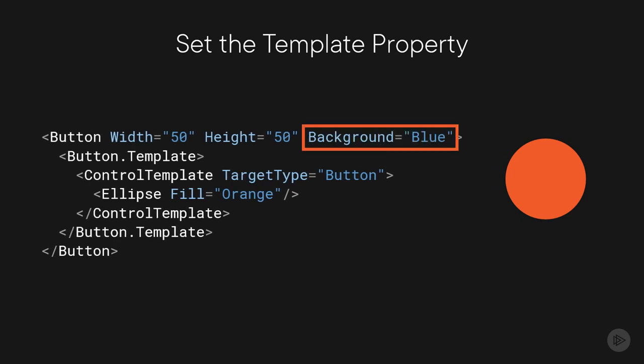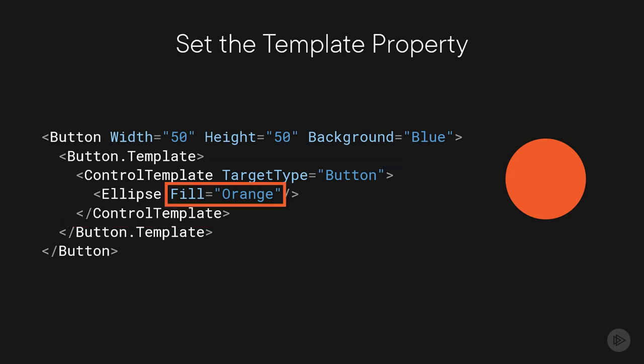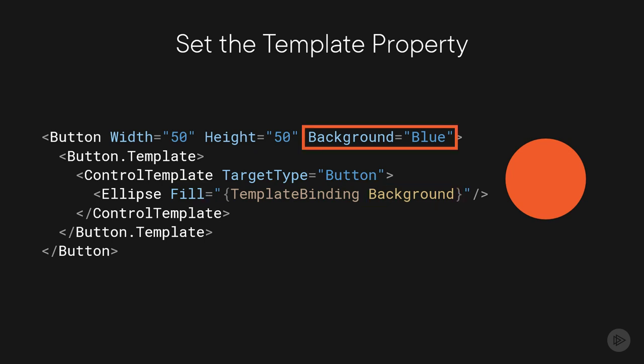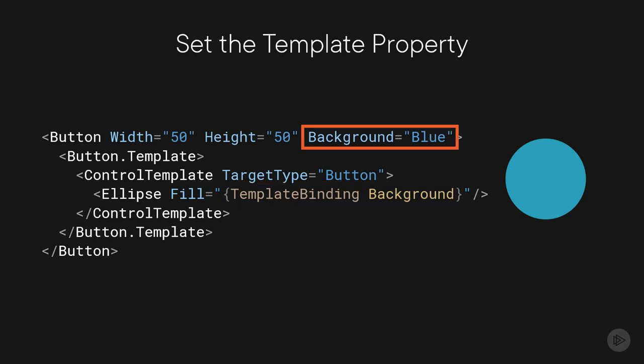Now, what will happen when you set the button's background property to blue? This has no effect because you don't use the background property in the template. In the template, you hard-coded here the value orange. This means that the button stays orange. In a control template, you can use the template binding markup extension. This is like a data binding, and it allows you in this case to bind the fill property of the ellipse to the background property of the button. This means that with this template binding, the button will be blue, because the control template uses the button's background property.